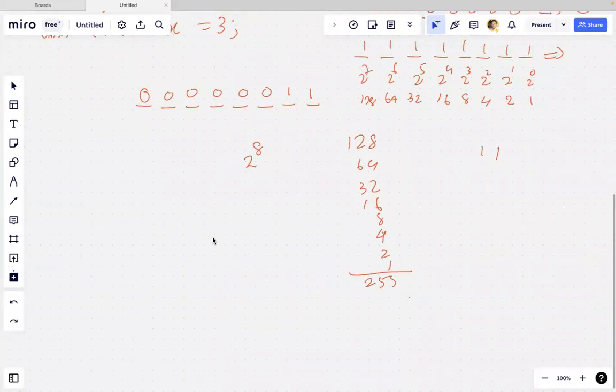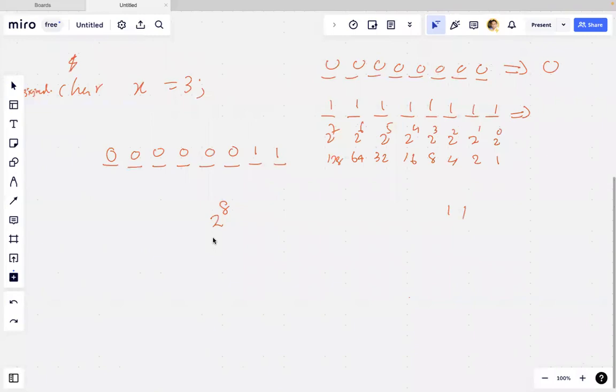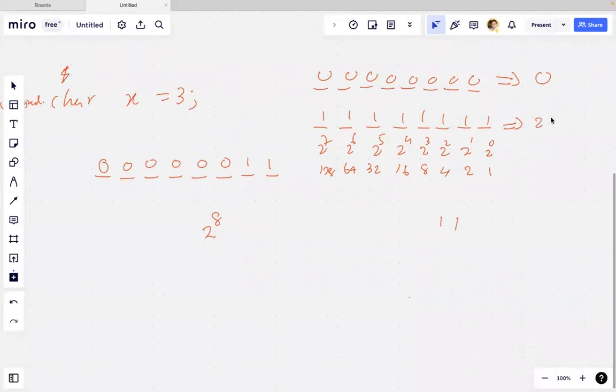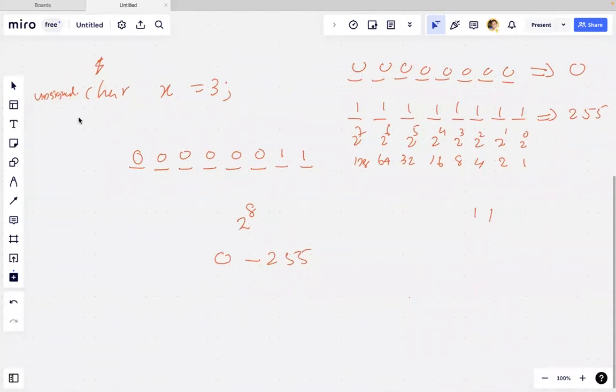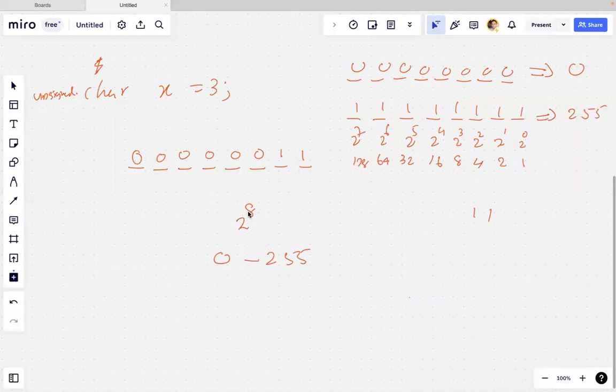So I think it's better I explain in this form. The minimum value is 0, the maximum value is 255. So values can range from 0 to 255 for the unsigned char. Same for the integer value. If it is an integer value, you know, there are 2 to the power 32. That means here the value changes from 0 to 2 to the power 32 minus 1, if you are using integer values. 2 to the power 8 is 256, minus 1 is 255.